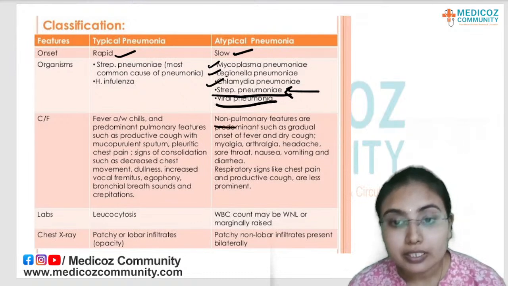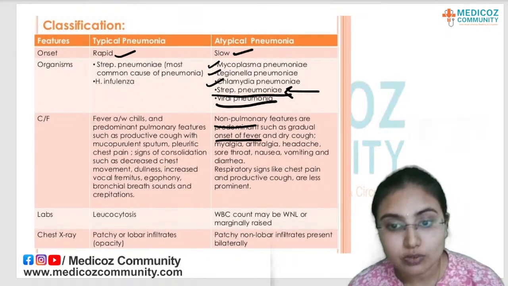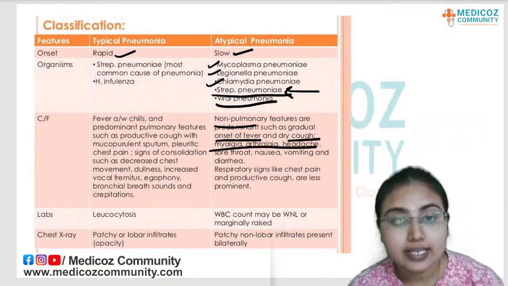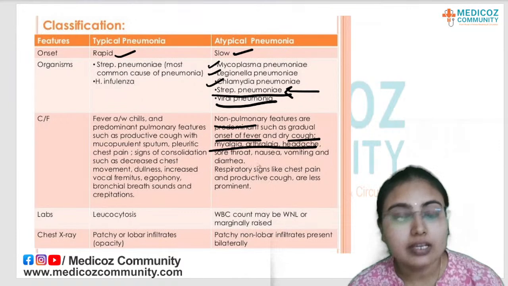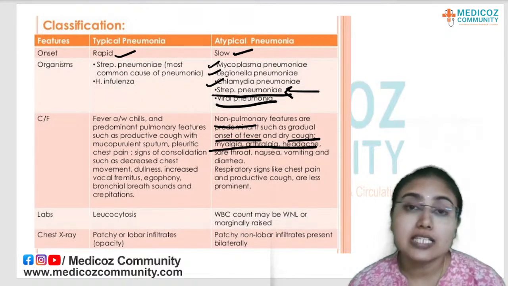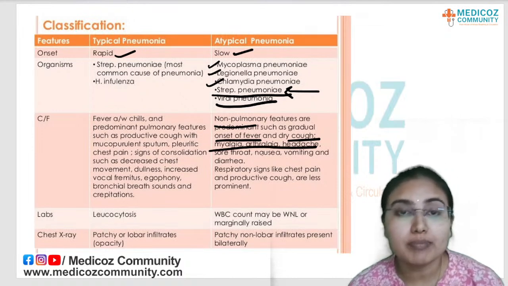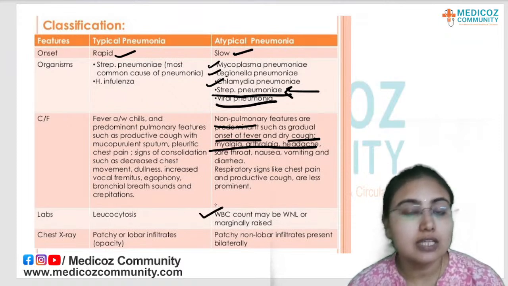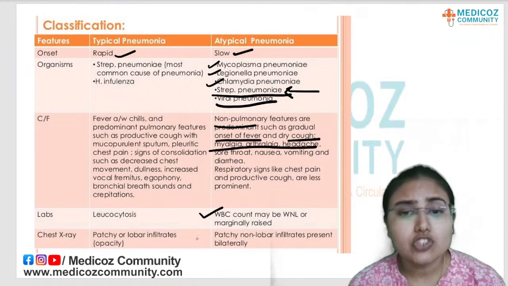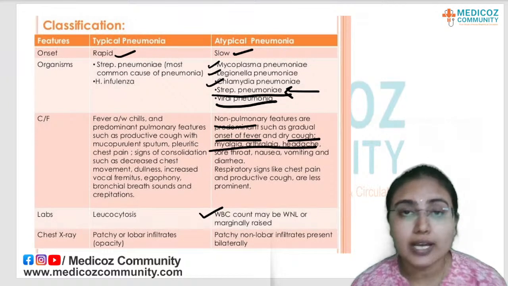So non-pulmonary features such as gradual onset of fever, dry cough, myalgia, arthralgia, headache, vomiting, and they might even present with chest pain to you. But respiratory symptoms like cough, breathlessness will be less prominent. Okay, this is your take home. So even the WBC, if you see, will be within normal limits or just slightly raised. And the chest X-ray will show non-lobar infiltrates.